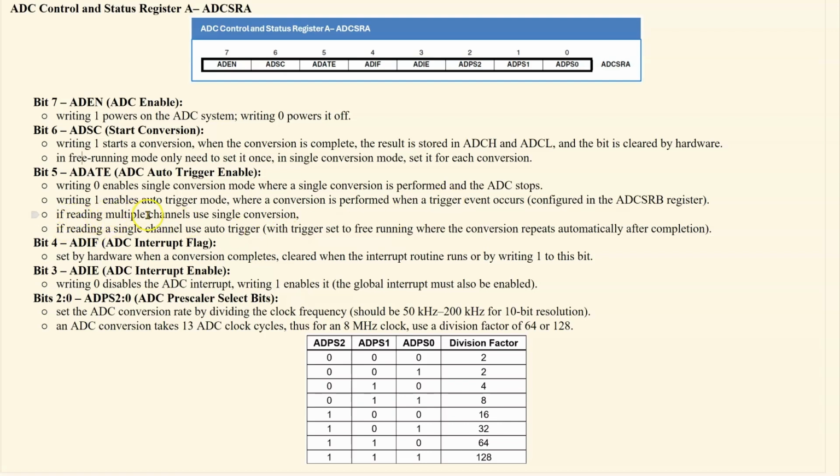If you're reading multiple channels, use only single conversion and switch between channels. If you're reading a single channel, use the auto trigger. Automatically, by default, the trigger will be set to free running, where the conversion repeats automatically, so you can just have this free running. We have the interrupt flag register set by hardware, the interrupt enable, which we'll talk about later on, and then we have the clock prescaler. Effectively, you really should have this set to a 64 or 128 division ratio.